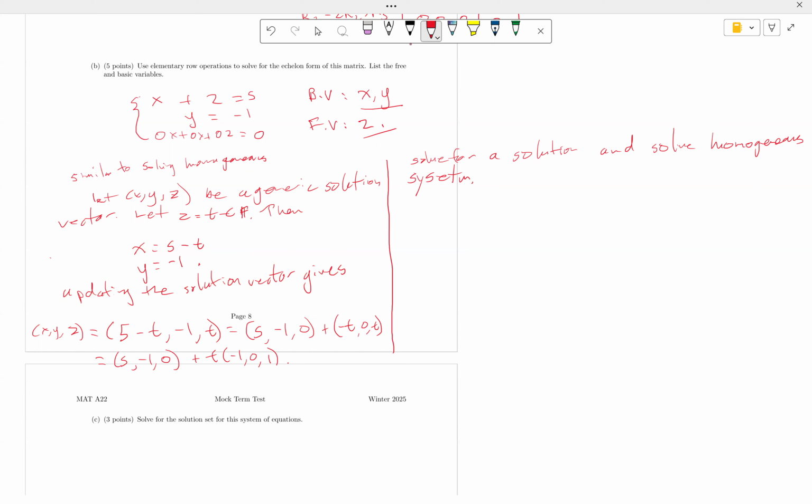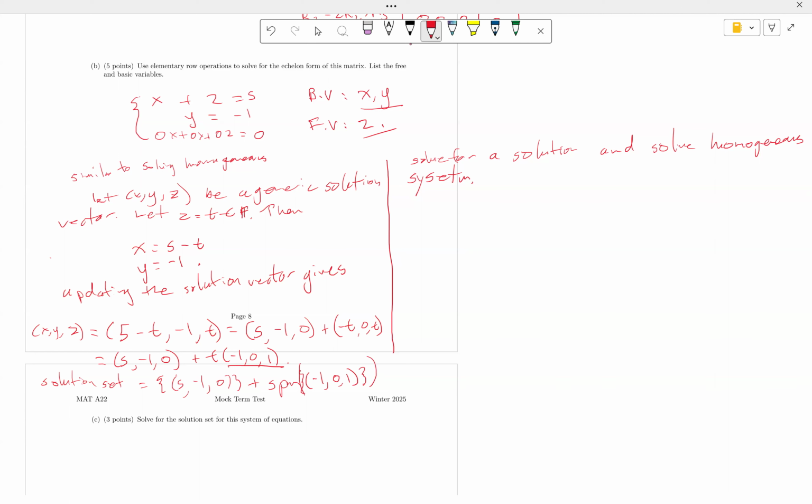So our solution set equals the set containing 5, -1, 0 plus the span of -1, 0, 1. We take all the vectors corresponding to our free variables and build a span using them. So it's the span of the set containing -1, 0, 1.